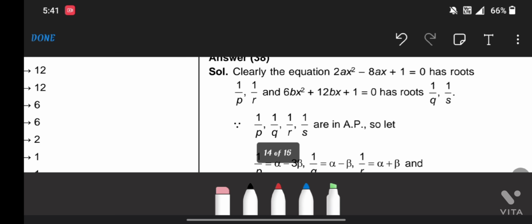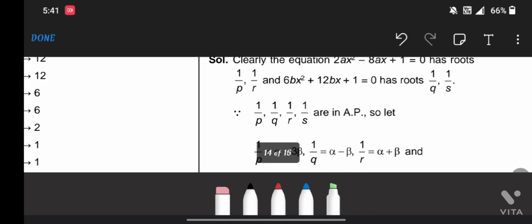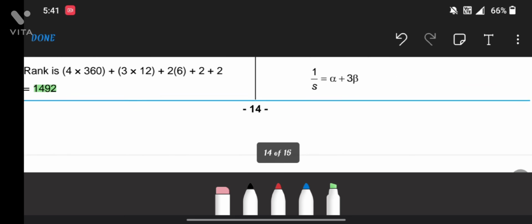Clearly the equation 2ax square minus 8ax plus 1 is equal to 0 has roots 1 by p and 1 by r, and 6bx square plus 12bx plus 1 is equal to 0 has the roots 1 by q and 1 by s. 1 by p, 1 by q, 1 by r, 1 by s are in AP. So let's do that: 1 by p is equal to a minus 3b, 1 by q is equal to a minus b, 1 by r is equal to a plus b, and 1 by s is equal to a plus 3b.